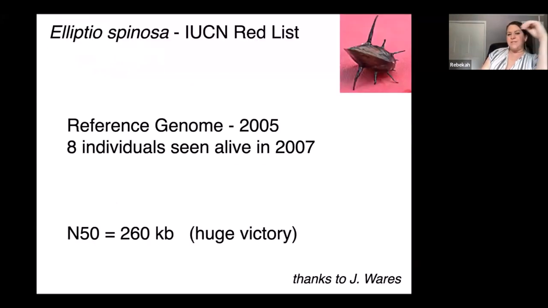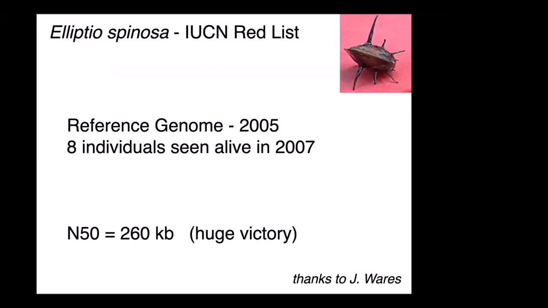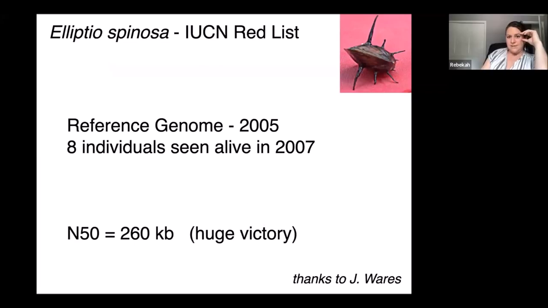Elliptio spinosa is on the IUCN red list of endangered species. It has not been seen alive since 2007, 2008, at all. No individual seen alive at all. It's popular in museums because it has these spikes all over it, these really dramatic shells. But they got one individual in 2005 where they extracted a hemolymph sample, so a blood sample from the mussel. They got DNA out of it.